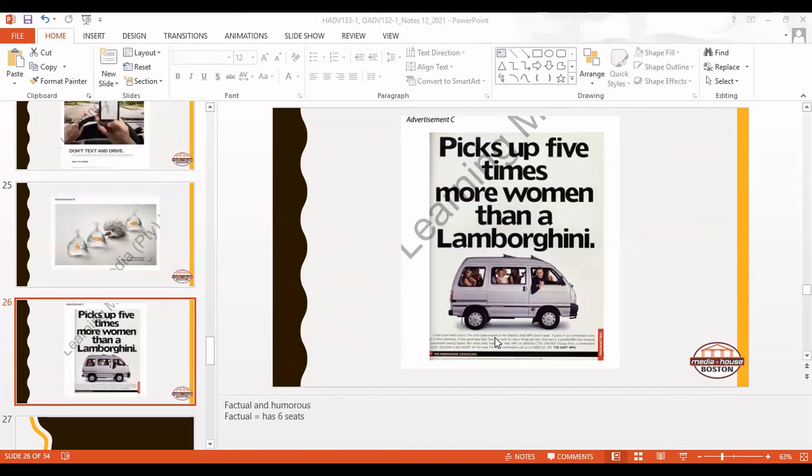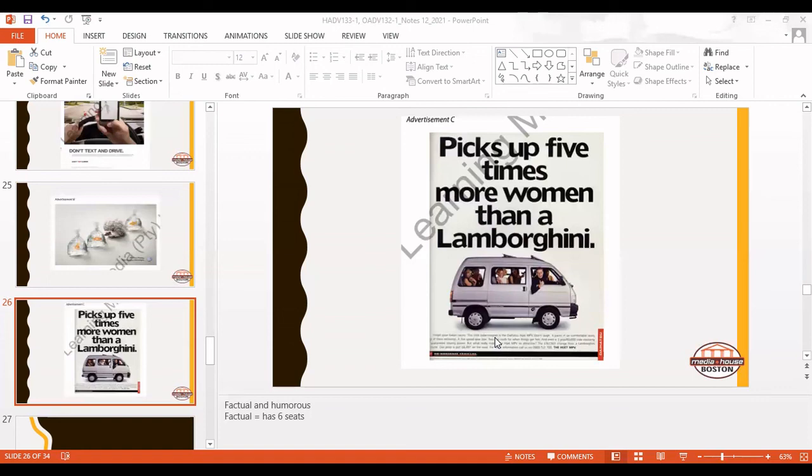Okay, so he says, first thing, picks up 5 times more women than a Lamborghini. This is funny. This is humorous, isn't it? Then picks up 5 times more women than a Lamborghini. This is a fact, isn't it? A Lamborghini probably only has two seats, but in this one we have 5. So basically, that's a fact. You can't dispute that. You can have more people in this taxi than in a Lamborghini. So basically, this is a factual and a humorous copy.